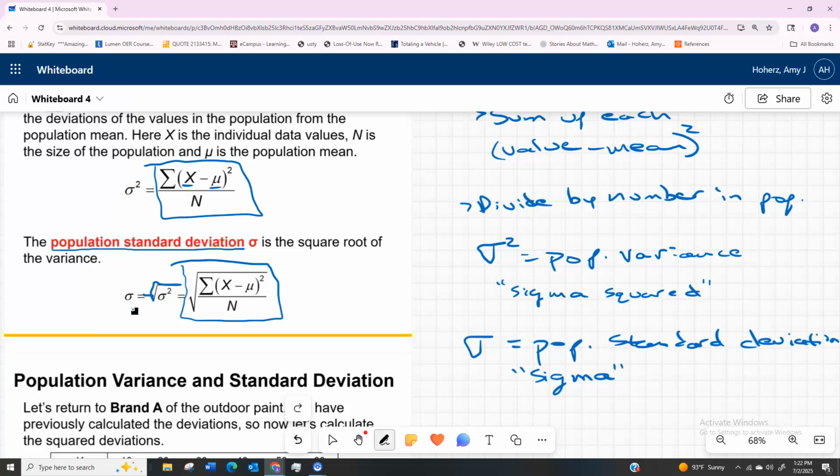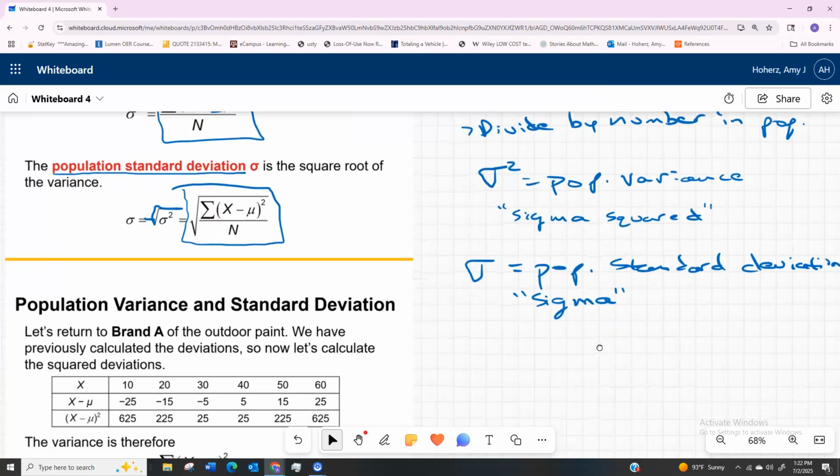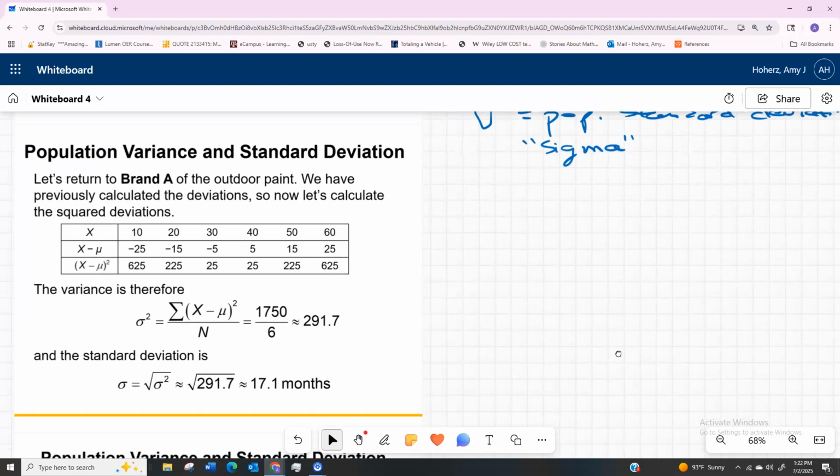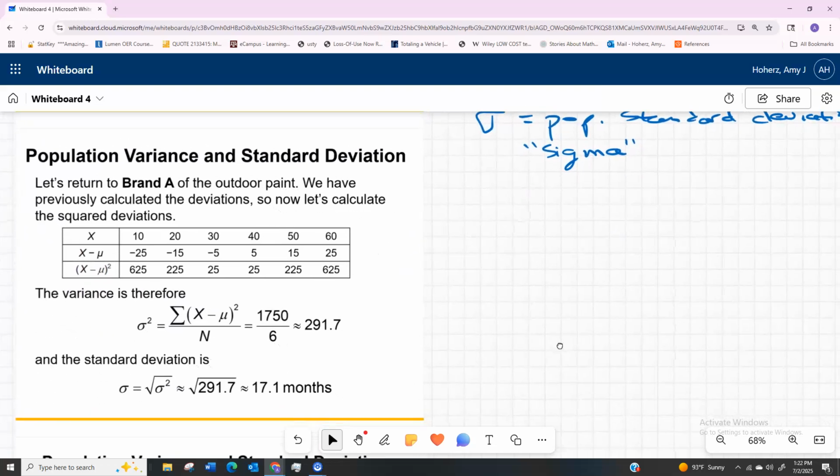So like I said, this is the hardest thing that we have to do, is getting the variance. But once we have the variance, getting the standard deviation is super easy. We just do the square root and we're done. And I'll show you how to do that on the calculator when we do it on this next example, on the example with the actual numbers.